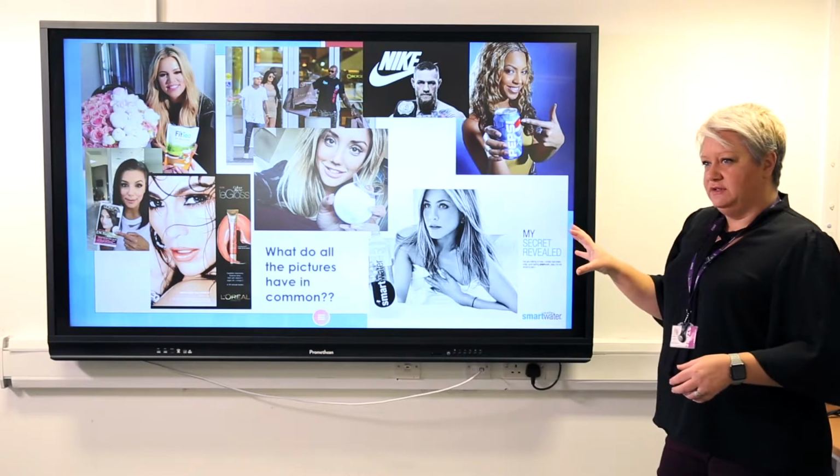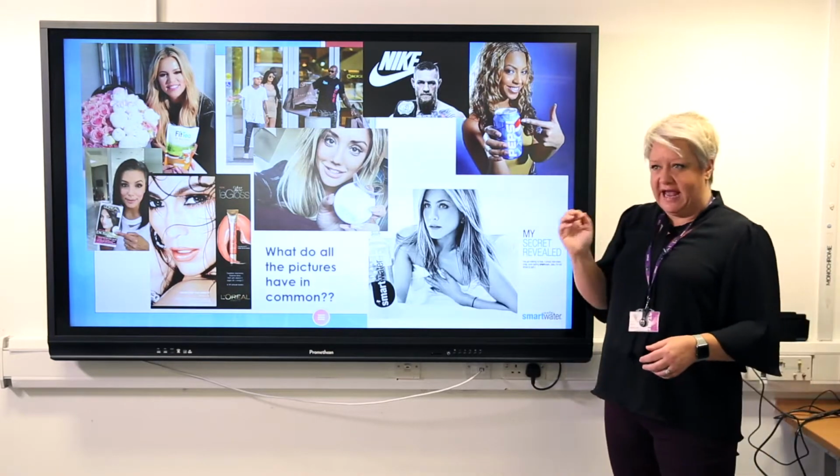Have a look at these pictures. What do all of these pictures have in common? You can see they're all celebrities. Every single one of these has been paid to endorse a product. They all make us, or try to make us, feel good about the products that they have.